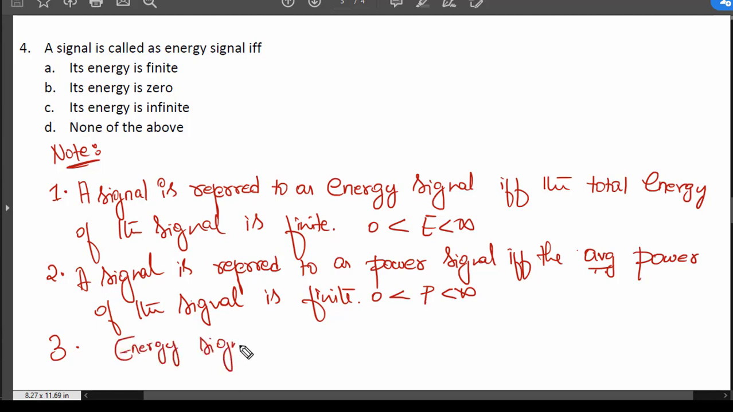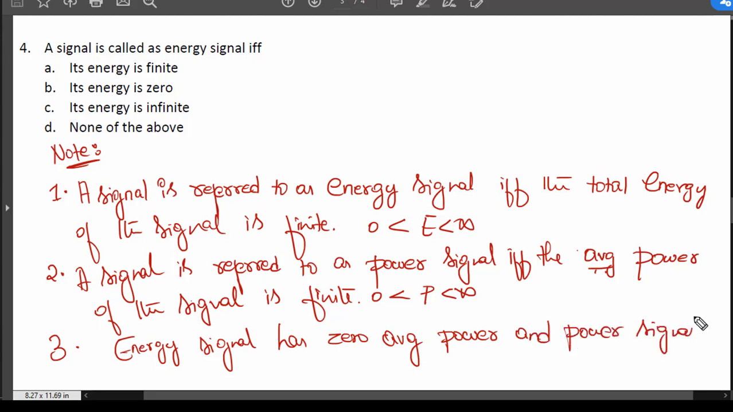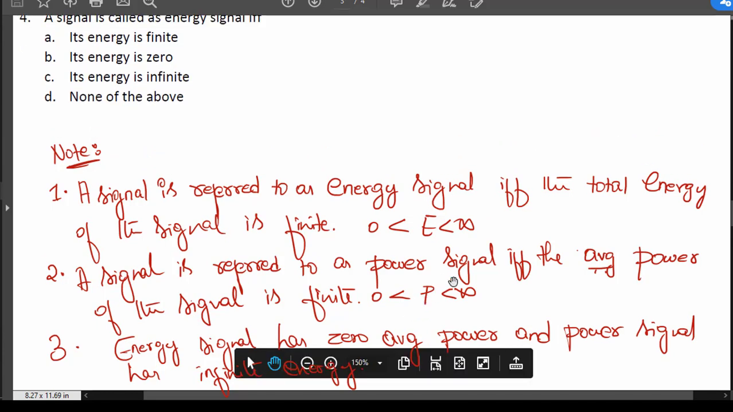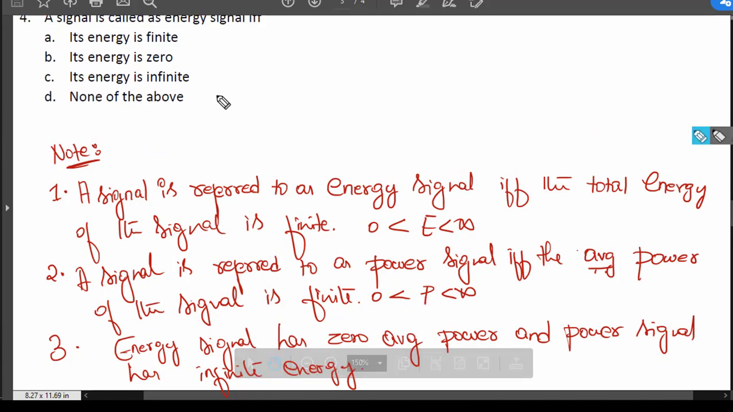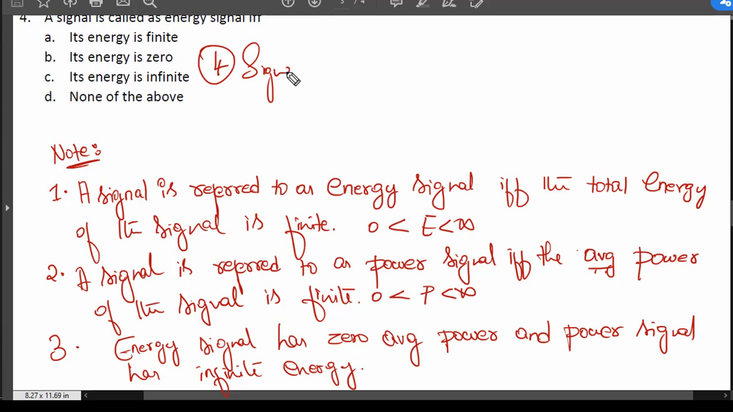Now point number 3: an energy signal has zero average power, and a power signal has infinite energy. Okay, this is point number 3. And point number 4, I'll write it here. Point number 4 says that a signal cannot be both an energy and a power signal.